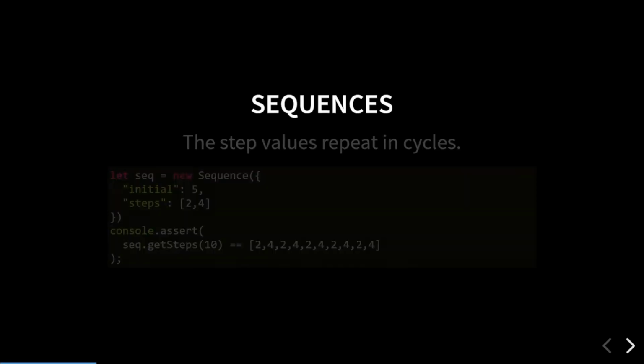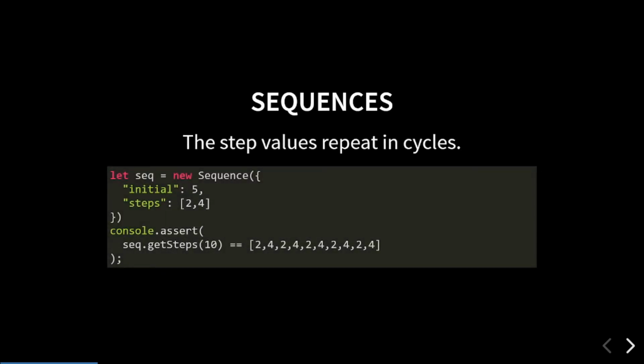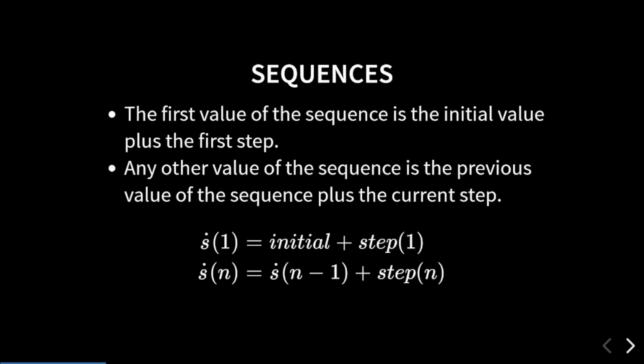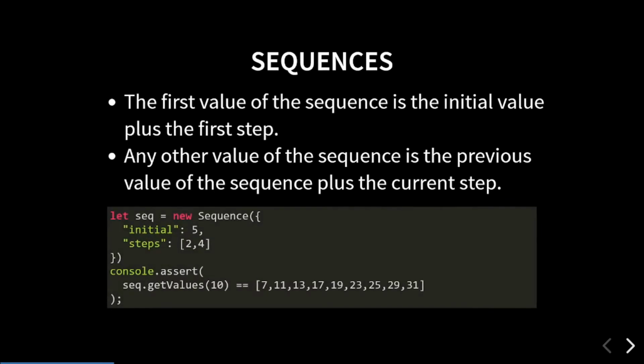The step values repeat in cycle, just as we showed the 2 repeating again and again. Now the 2 and the 4 are repeating again and again: adding 2, then 4, then 2, then 4. A more formal definition is that the first value will be the initial plus the first step, and all the sequence values will be the previous value plus the current step. Now we can get values using that calculation. 5 plus 2 is 7, plus 4 is 11, plus 2 is 13, and so on.